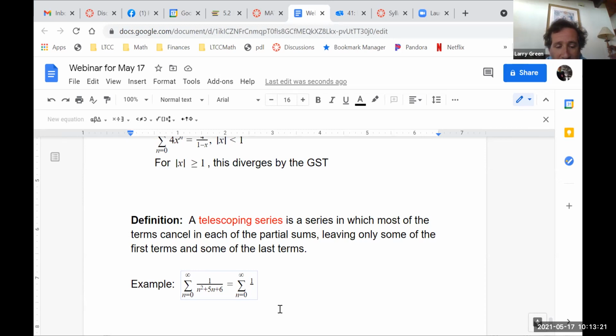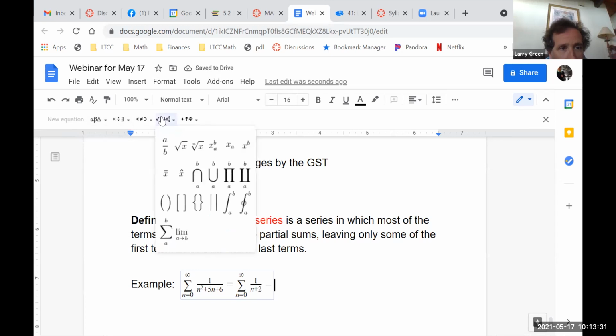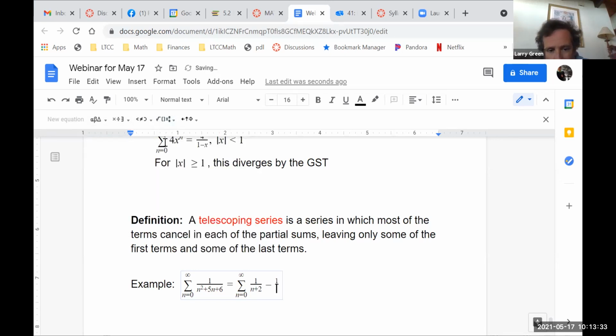Do you believe that? The simple factoring. Okay, so it turns out if I have 1 over n plus 2 minus 1 over n plus 3, this works. Any questions so far? Okay, this turns out to be a telescoping series, and we'll see why in a second.